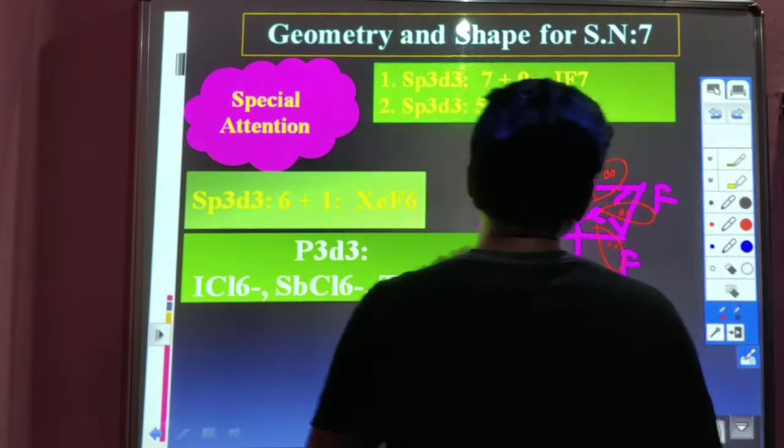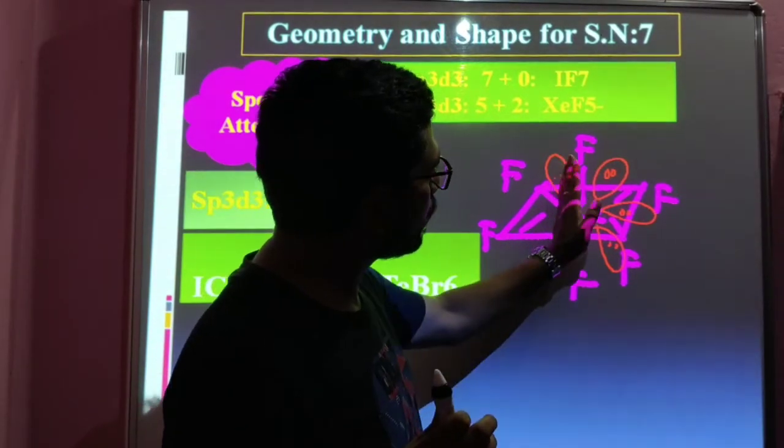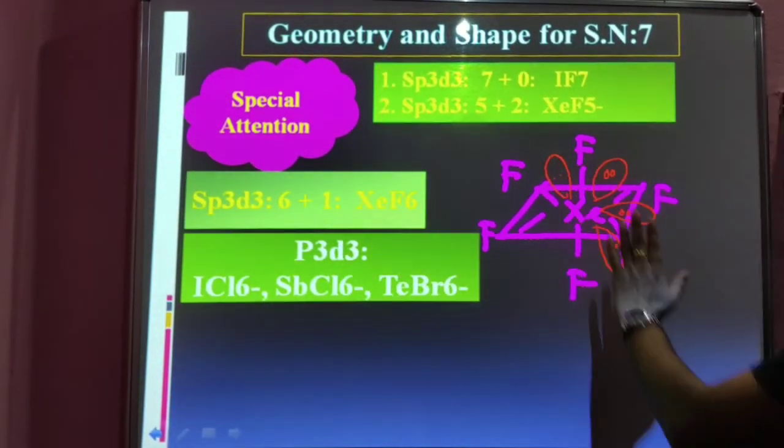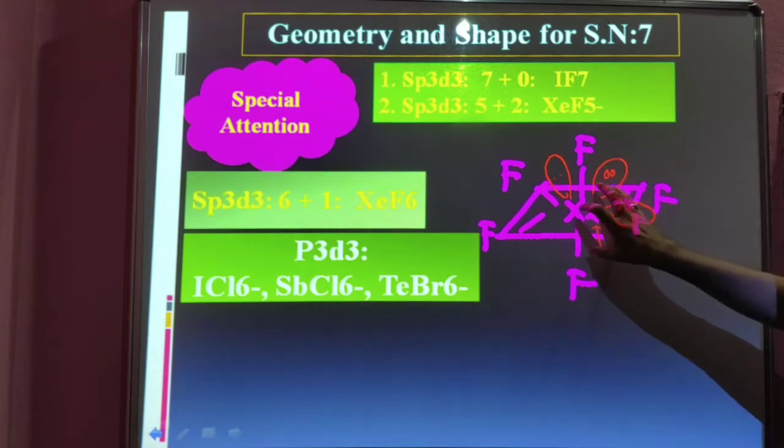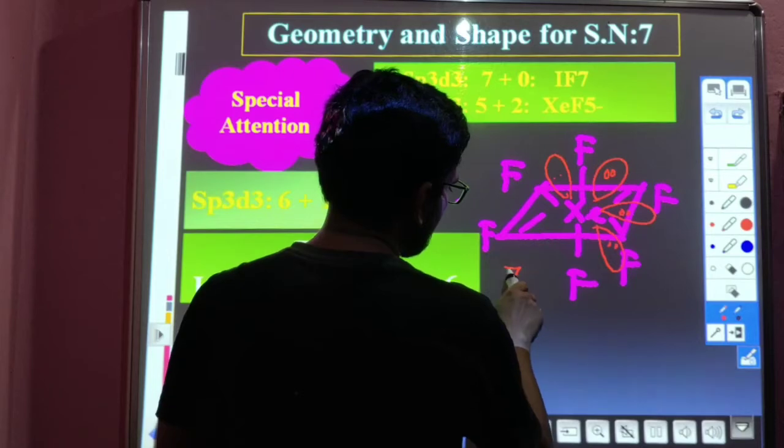It will be in equilibrium, rising from different phases. What will be the geometry? When we talk about geometry, we count the total pairs of electrons, meaning sigma bond pairs and lone pairs of electrons. That will give you 7.